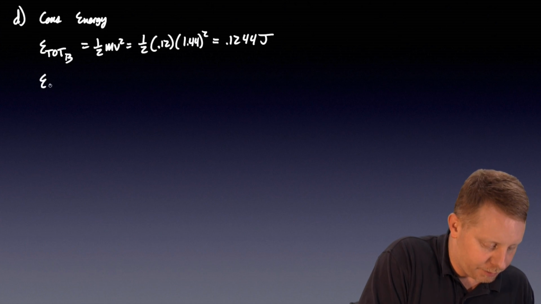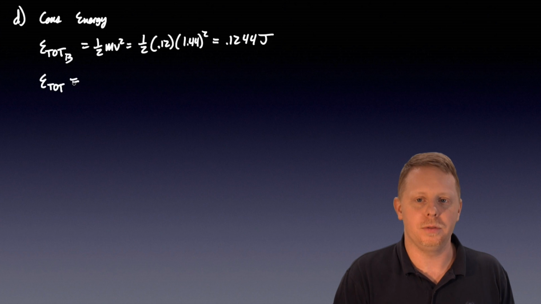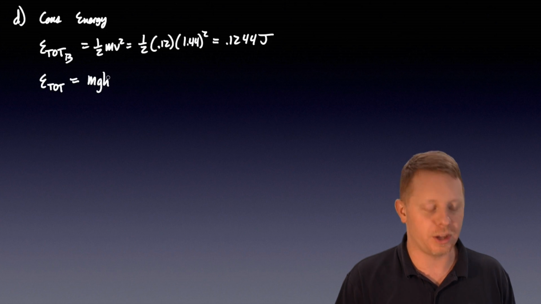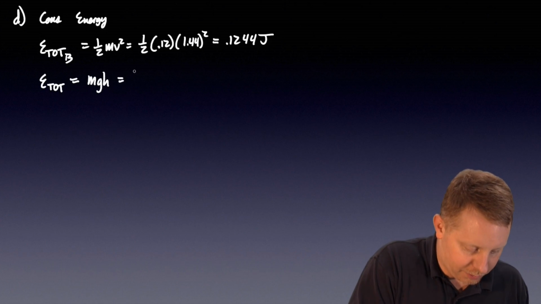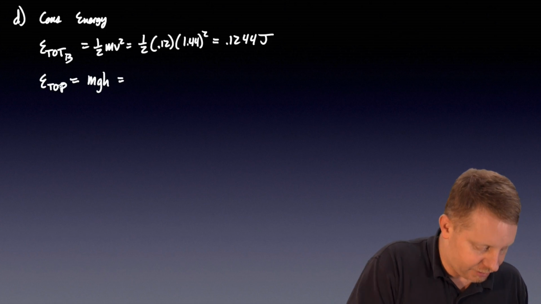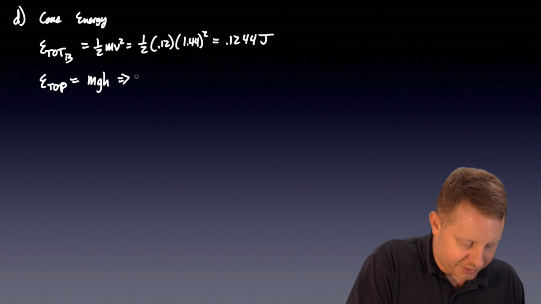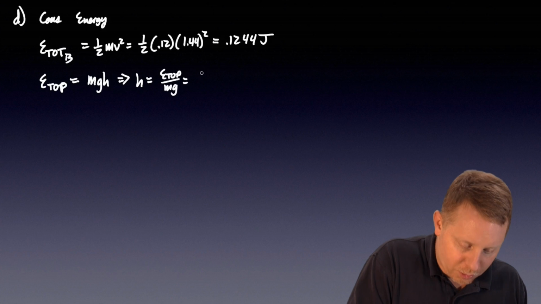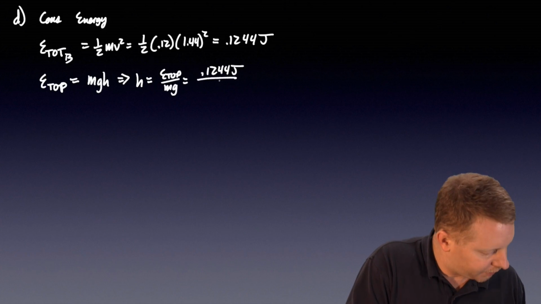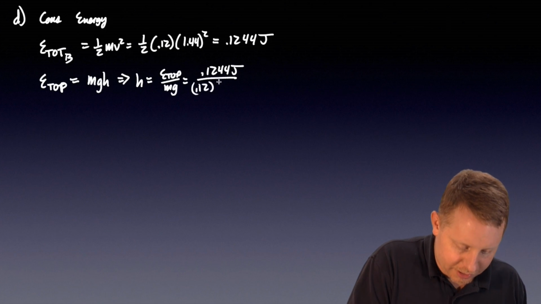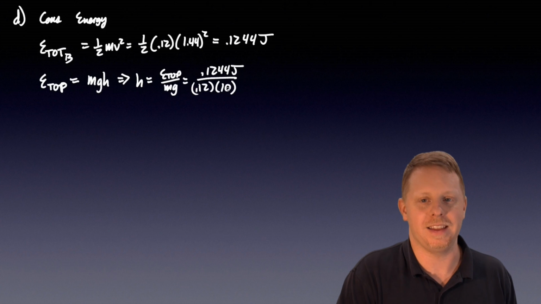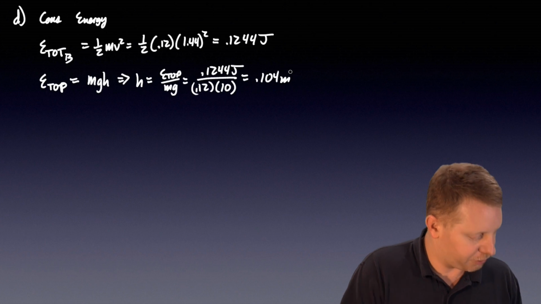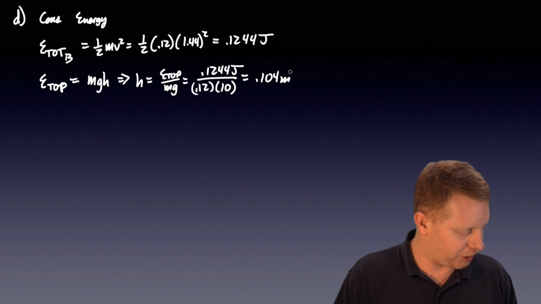So the energy at the top is going to be equal to mgh. It stops for a split second at that highest point, so we don't have to worry about the kinetic energy there. So E top equals mgh, which implies then that our height is going to be equal to the energy at the top divided by mg, or 0.1244 joules divided by 0.12 kilograms and our acceleration due to gravity, which I'm estimating at 10 meters per second squared, to give us 0.104 meters. Now we're going to do just a little bit of geometry and trig.